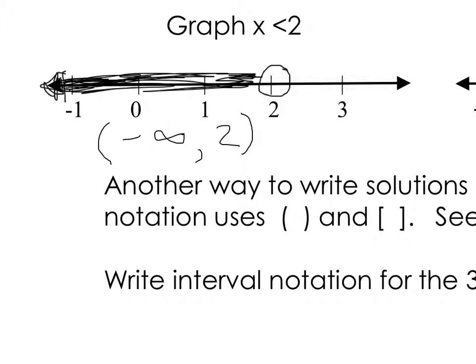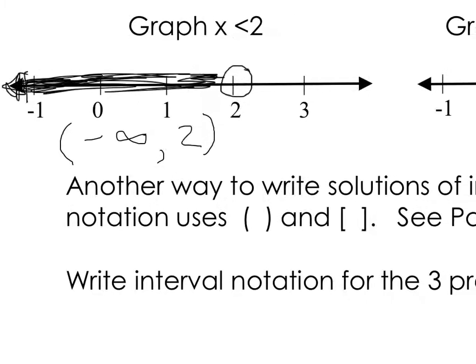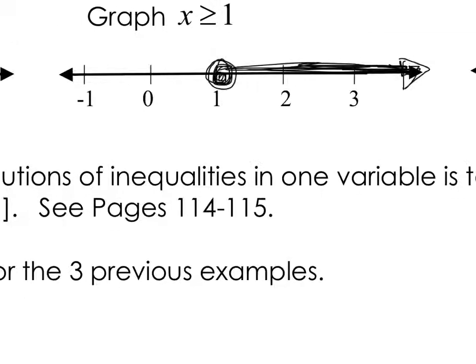We also use a parenthesis wherever we have positive or negative infinity. If you use a square bracket, it means include the endpoint. You can't include negative infinity because you're never going to get there. Because you can never get there, you can't include it, so we always use parentheses with positive and negative infinity.